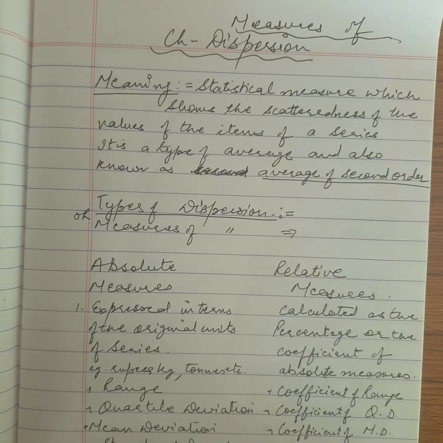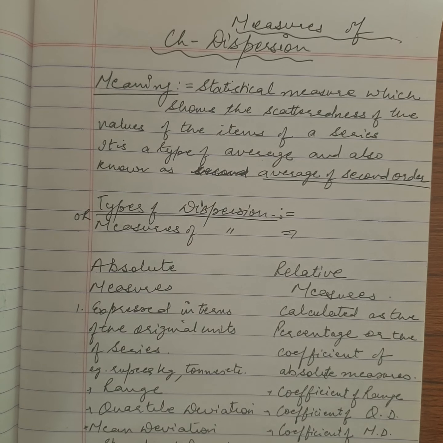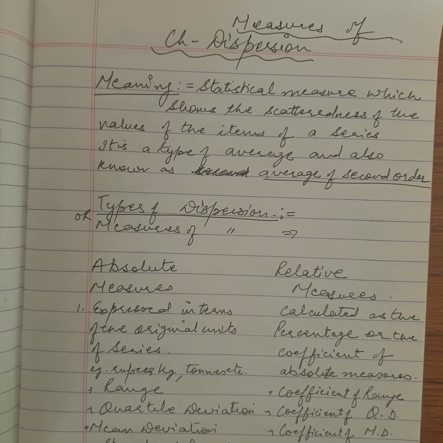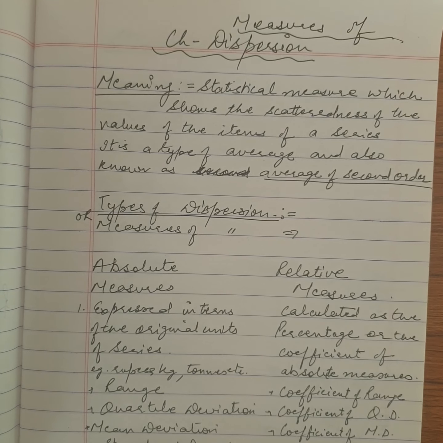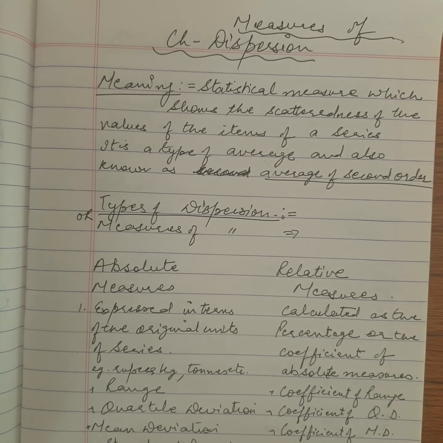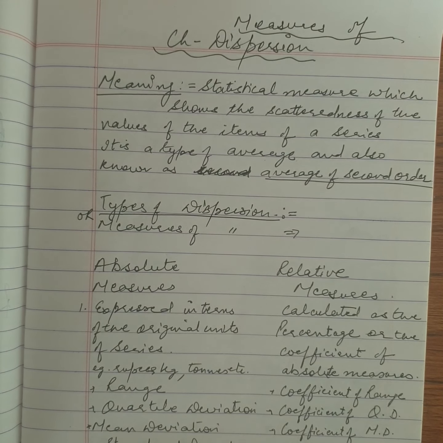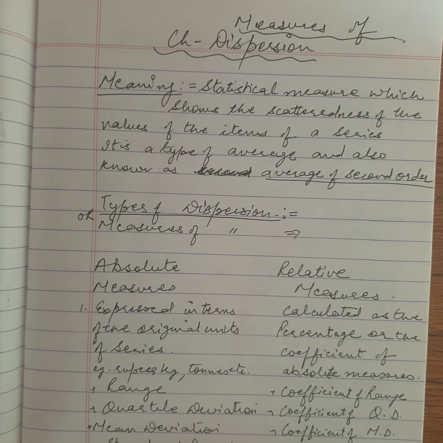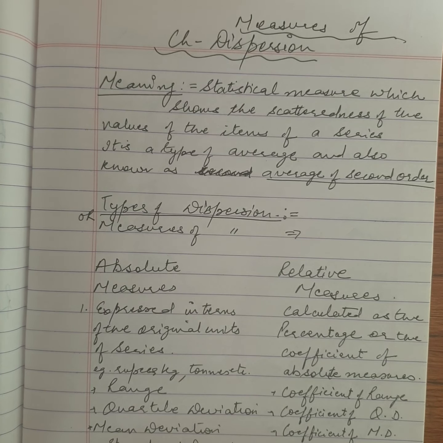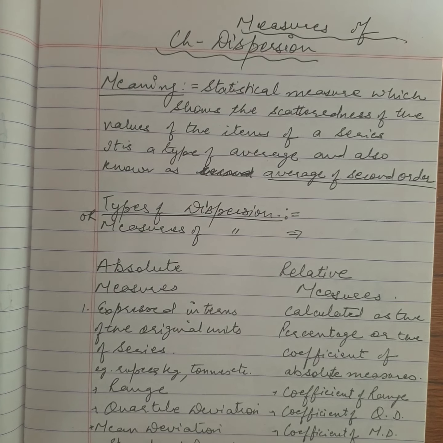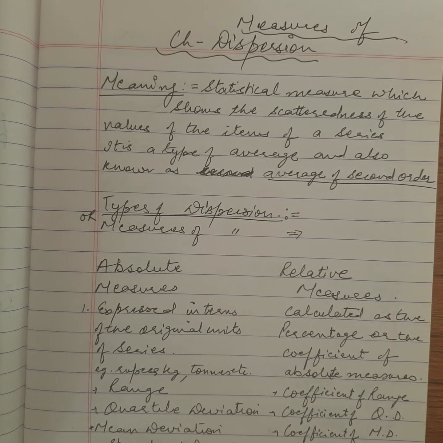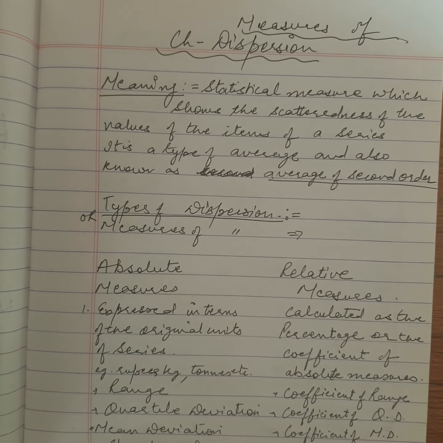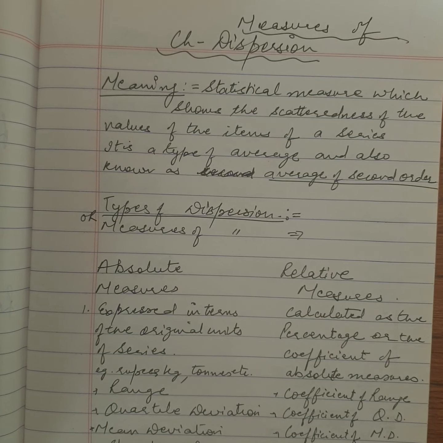Today in this video we are going to discuss the new chapter, that is measures of dispersion. Dispersion means to disperse. Dispersion is a statistical measure which shows the scatteredness of the values of items of a series from its average value or the central value, how much they are different from each other. So how much variation exists in a series, through that average it is measured as a dispersion.